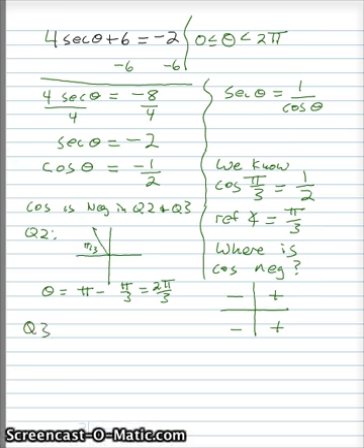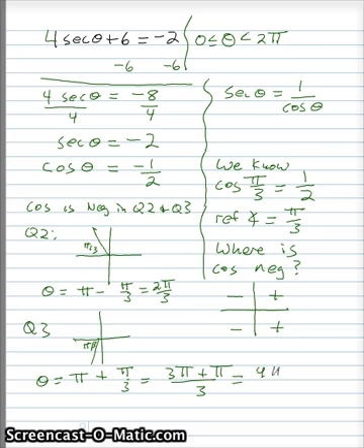Cosine is also negative in quadrant 3. So let's take a look at another picture there. Pi over 3 beyond pi. So what will theta be? Theta will be pi plus pi over 3. 3 pi plus 1 pi, 4 pi over 3. Getting our common denominator there.